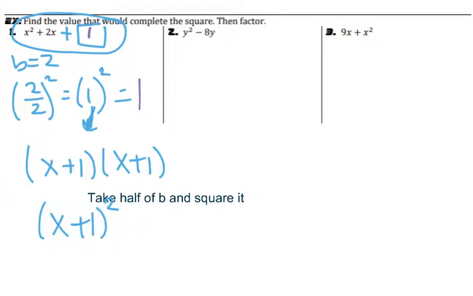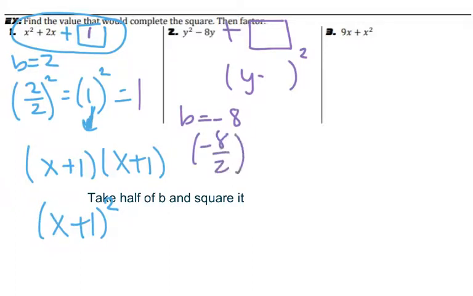So if we look at number 2, just because there's a y doesn't mean we're not doing the same thing. We're trying to figure out what number we could put inside this box that would make this polynomial become y minus something squared. I know it's going to be a minus because it's a minus right here in the original problem. So what is b? b is negative 8. So I'm going to take half of negative 8 and I'm going to square it. Half of negative 8 is negative 4. That's what's going to go here. That's why it's y minus 4.